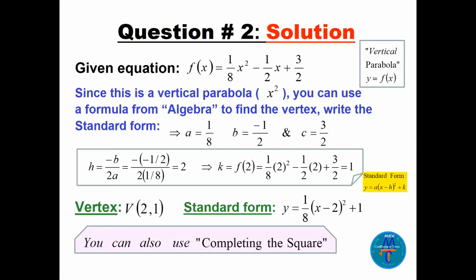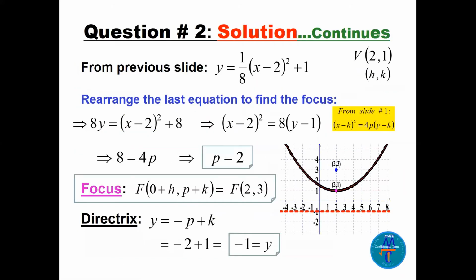So what do we need now? Focus. So from the previous slide here, I had y equals 1 over 8 (x minus 2) squared plus 1. We know the vertex is 2, 1. Rearrange the equation so that we can get the standard form, the other standard form, (x minus h) squared is equal to 4p(y minus k). This is from slide number 1. Same equation here. Same equation.